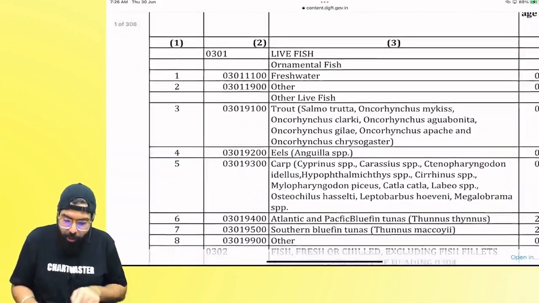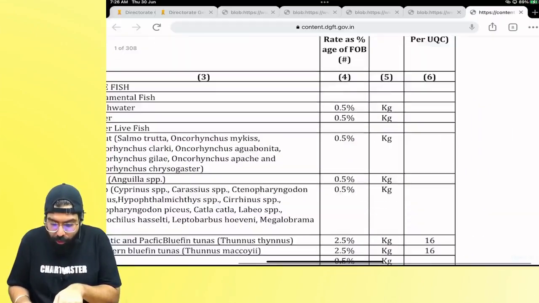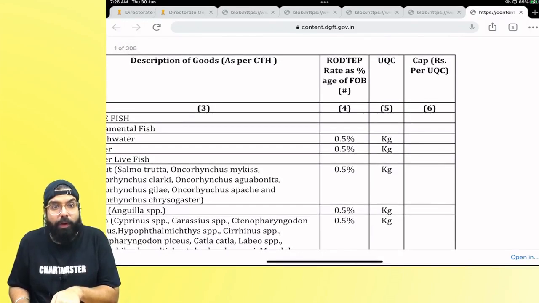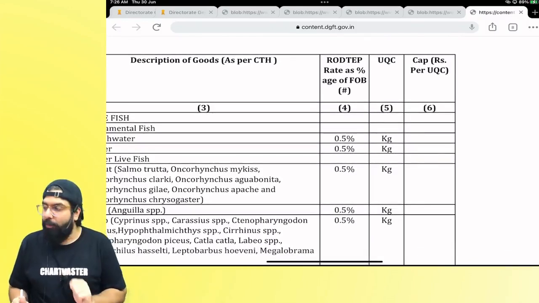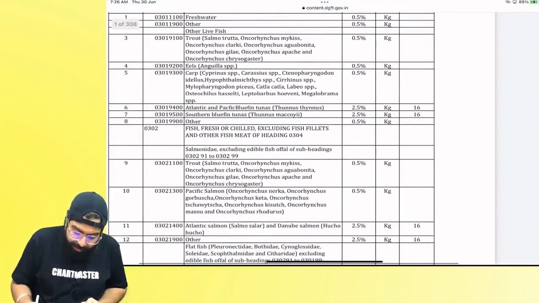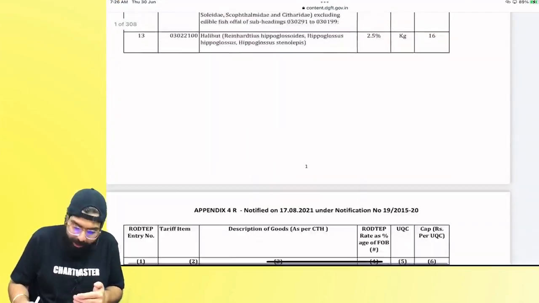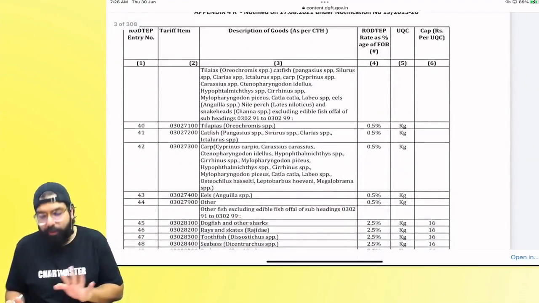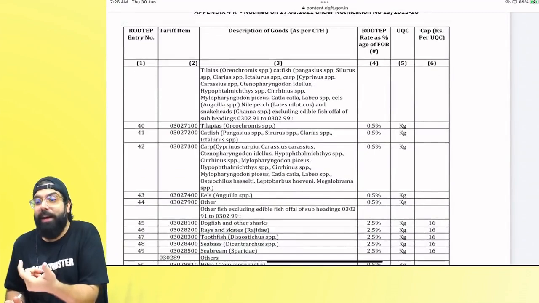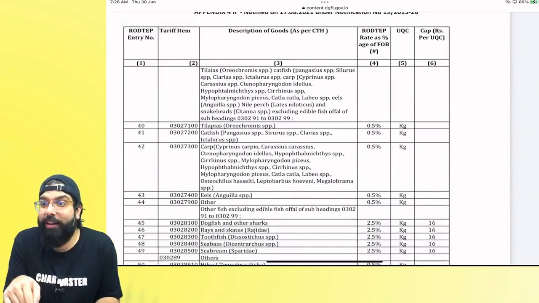See, Ramesh, you go ahead and export fresh water, we'll give you a RODTEP percentage of the FOB. Additionally, they are giving you, take chocolate, 0.5%. Can you see over here? For every item, whenever a person is exporting, under RODTEP they have given that you will get this much percentage of the FOB as RODTEP benefit. You know where they will put this benefit?